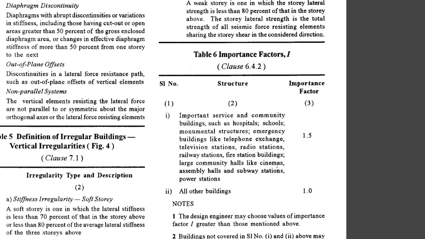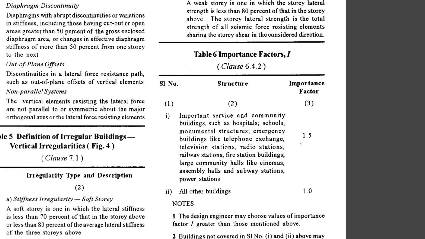Many different names have been given here. Okay, so according to the problem they have given a school building, so the value of I is 1.5. Assume if they have not mentioned any type of building, they have mentioned it is an RCC building. That's it. Then you should go for this line, that is all other buildings are equal to 1.